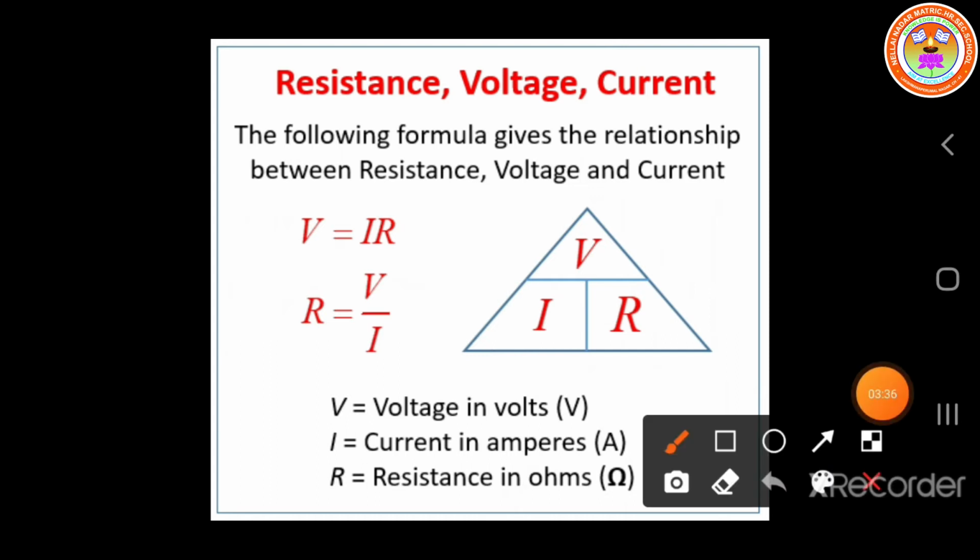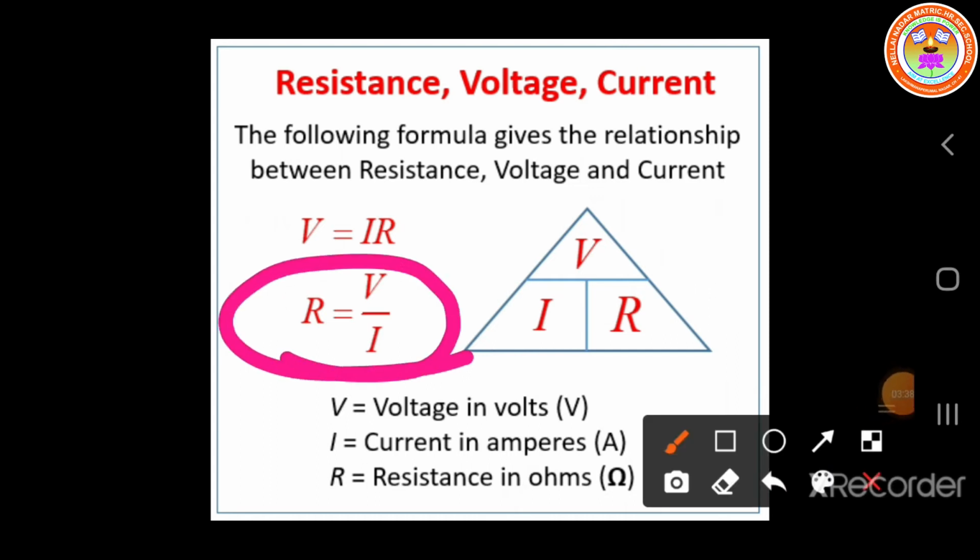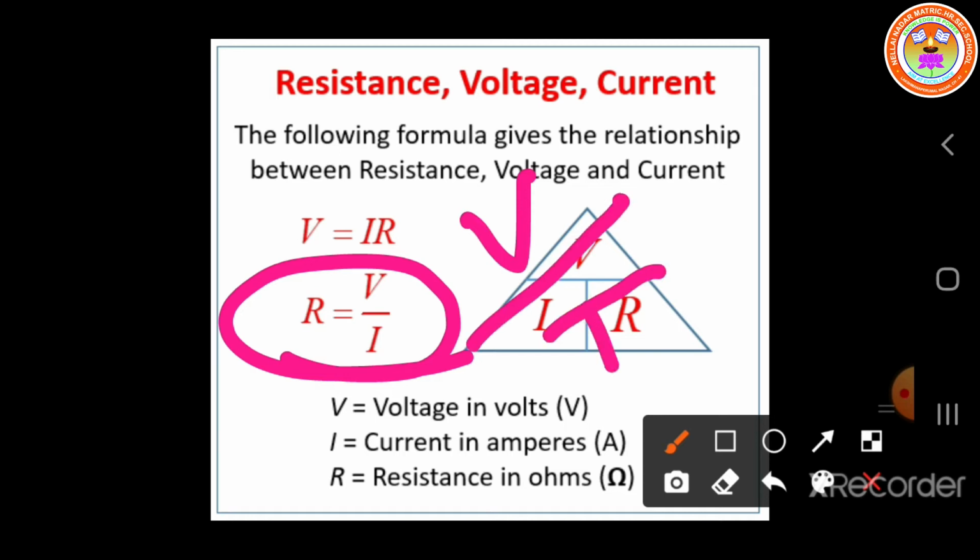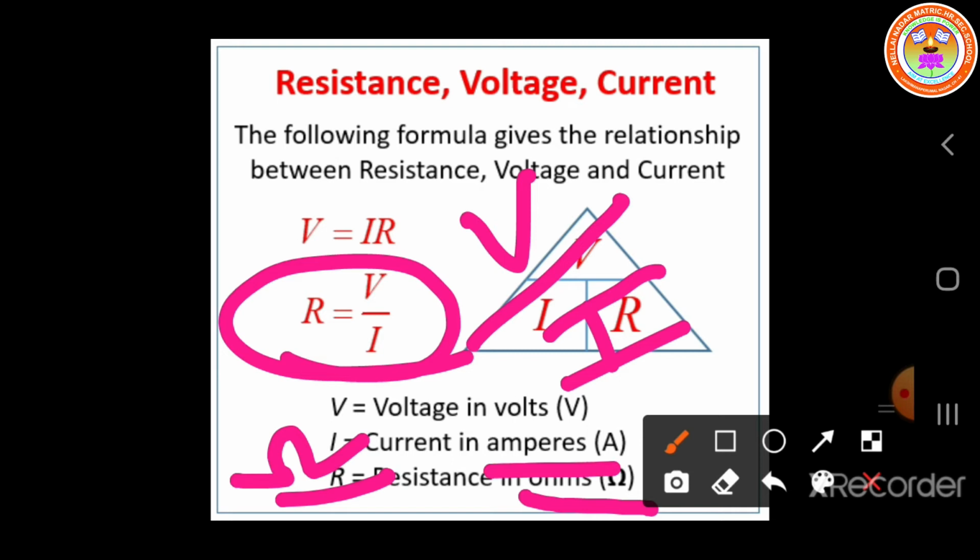So here we have the resistance formula. Resistance of a component is the ratio between the voltage and the current, students. The SI unit of resistance is ohm, denoted by the ohm symbol. The SI unit of resistance is, what is that? Ohm. The SI unit of current, we already know, is ampere. The SI unit of voltage is volt.